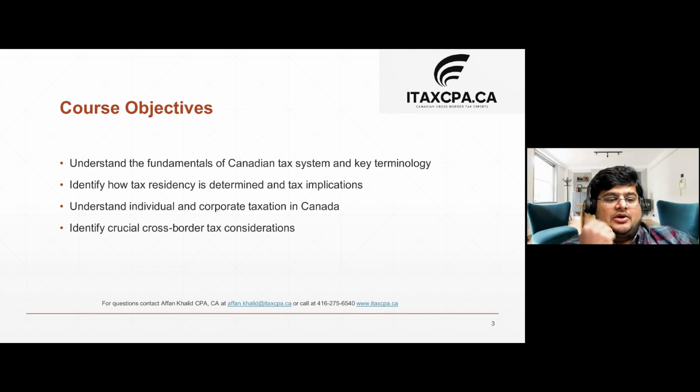Okay, I know in the U.S. it's more citizenship based, but in Canada it's residency. And that's why we'll talk a bit more about residency for both individuals as well as for corporations. We'll also talk about the tiebreaker rules in the treaty briefly, but I'll keep it as simple as possible.